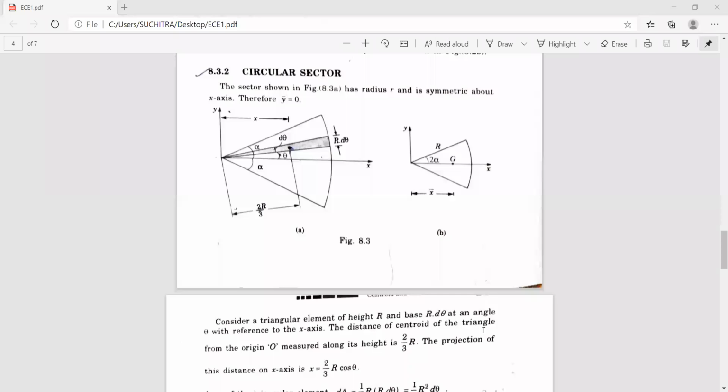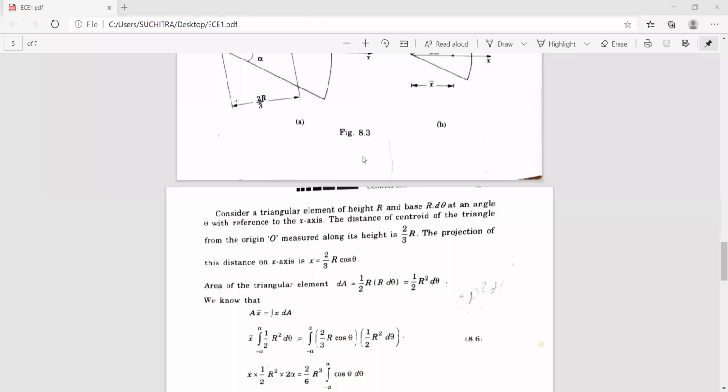The distance of the centroid of the triangle from the origin O, measured along its height, is 2/3 r. So this is the origin of the coordinate axis. The projection of this distance on the x-axis is 2/3 r cos theta. So this horizontal distance, from this point to this point, is nothing but 2/3 r cos theta. So this is the construction.